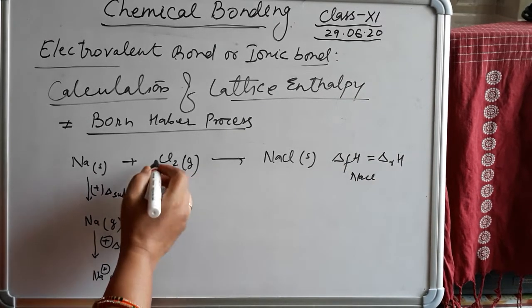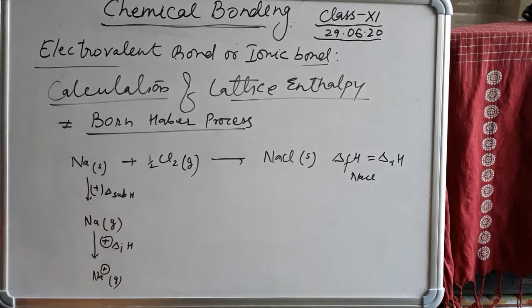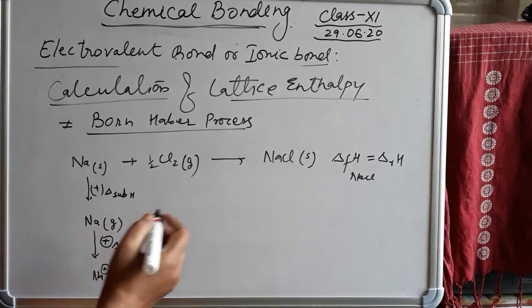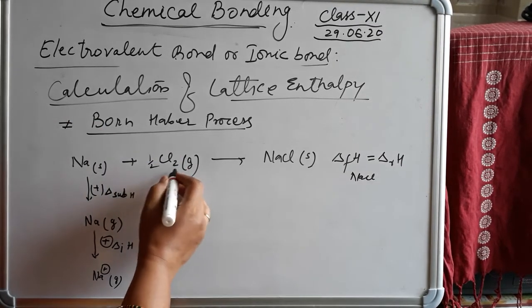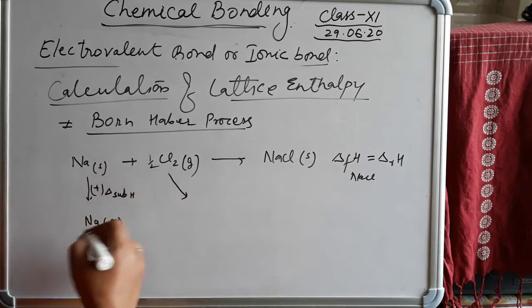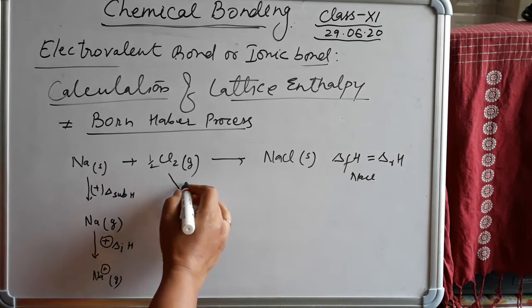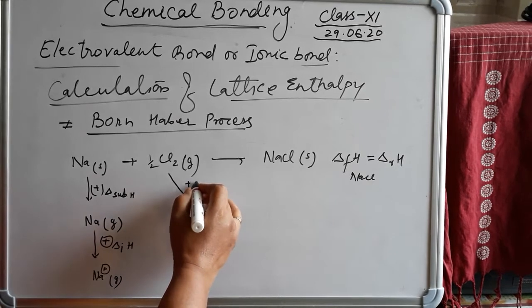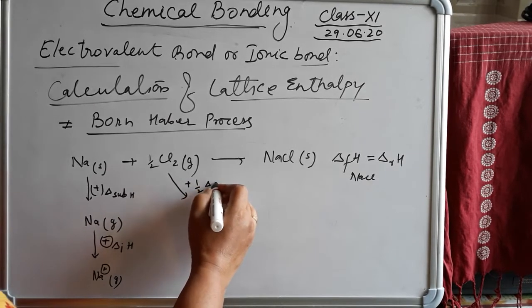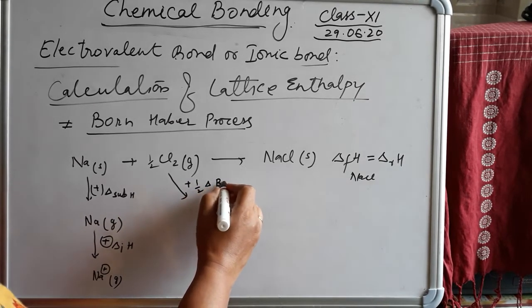The same thing happens here. Suppose we balance the equation, 1 mole of chlorine atom. So chlorine has a single bond, we all know that. So first the energy should be supplied, which is called the bond dissociation enthalpy.